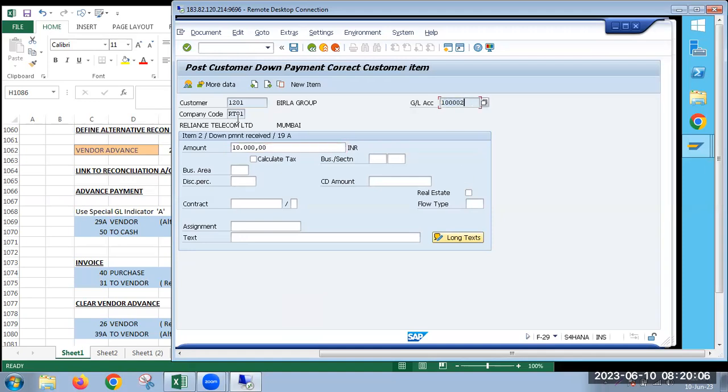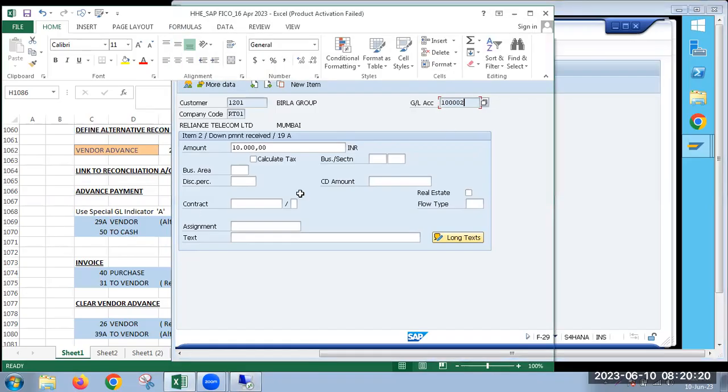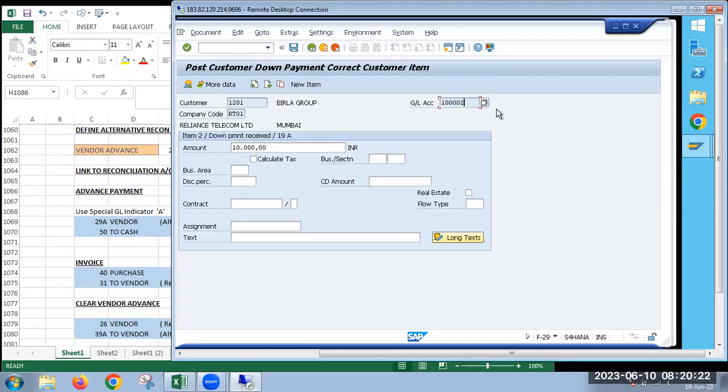So here you can see, a normal transaction with a customer will be posted to the 2 series account, that is an asset account, the sundry debtor account. Now this is with the 1 series, and we know 1 series is a liability account. The same account we have created now, the customer advance. The customer will post to this account, and it will also be a special GL transaction.